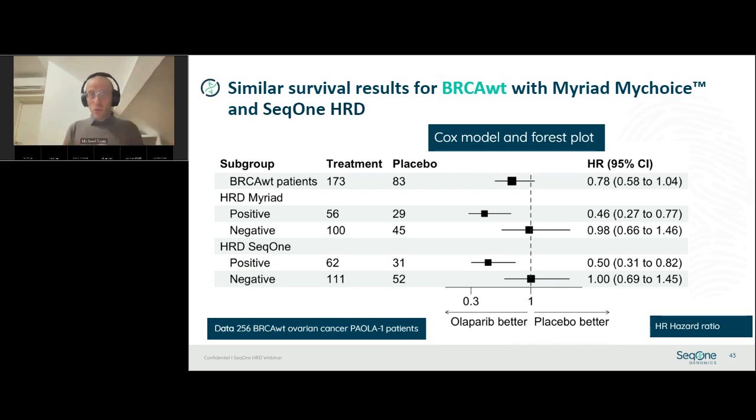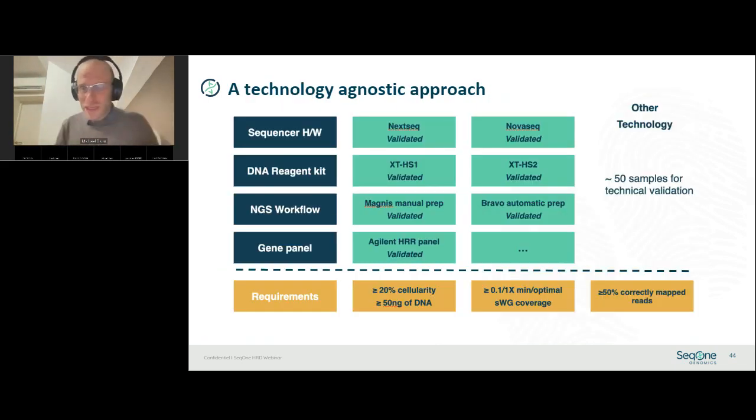So what we provide at SeqOne is a technology agnostic approach. We have performed validation experiments, and the results are unchanged. Whether we consider Illumina NextSeq or Illumina NovaSeq to do the sequencing, we have the same results. We also have the same results whether we use different types of DNA region kits provided by Agilent, XTHS1 and XTHS2. Same result with two different workflows to prepare the NGS, to perform the NGS pipeline.